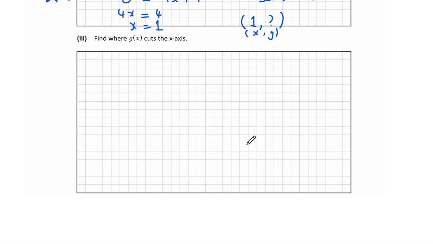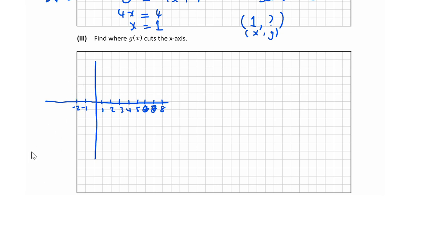Now another thing we're asked to do is find where g of x cuts the x-axis. And I want to draw a little graph here very quickly. So we'll say that that's 1, 2, 3, 4, 5, 6, 7, 8, and so on and so forth, minus 1 over here, terrible looking graph.